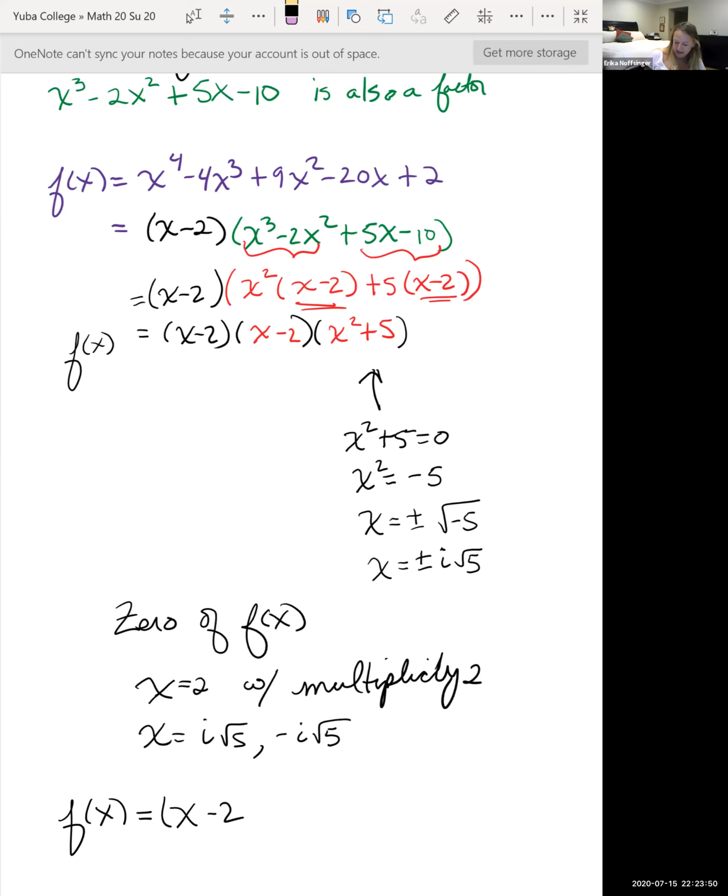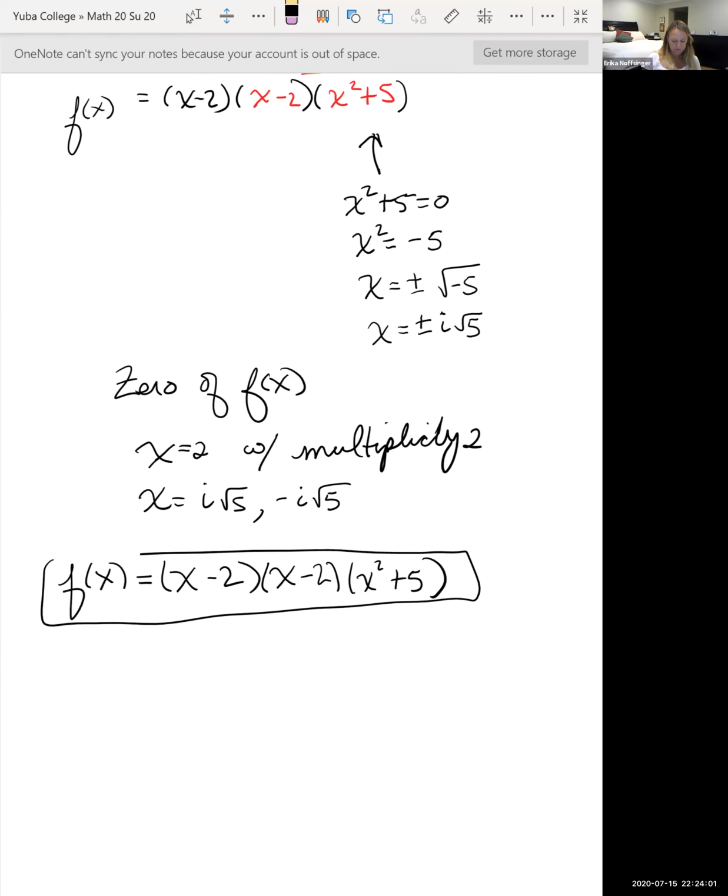And then if it said write it in linear and or quadratic factors over the real numbers, it would look like this. If it wanted all linear factors, we could also do that. x minus 2 times x minus 2. This factors as x plus 5i, x minus 5i. Oops, sorry, not 5i, root 5. How about i root 5? x minus i root 5.